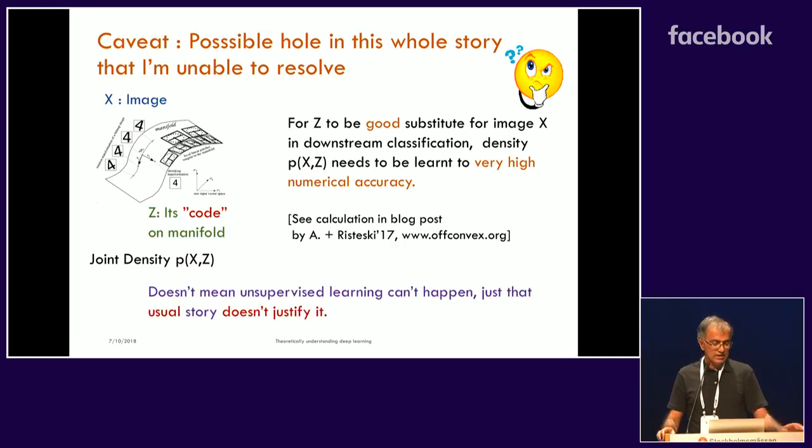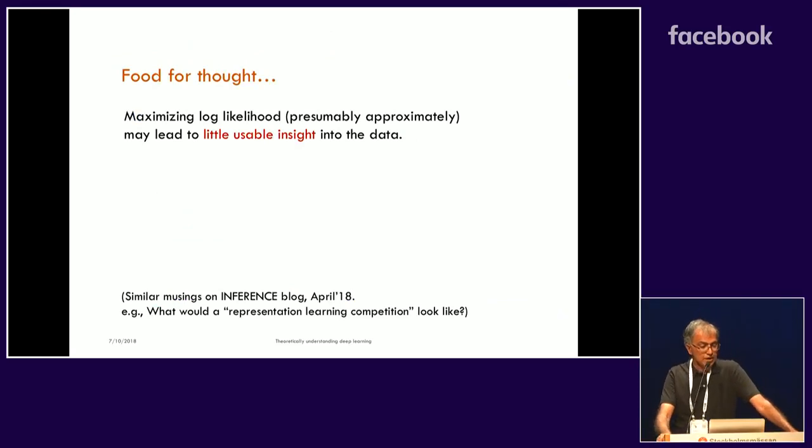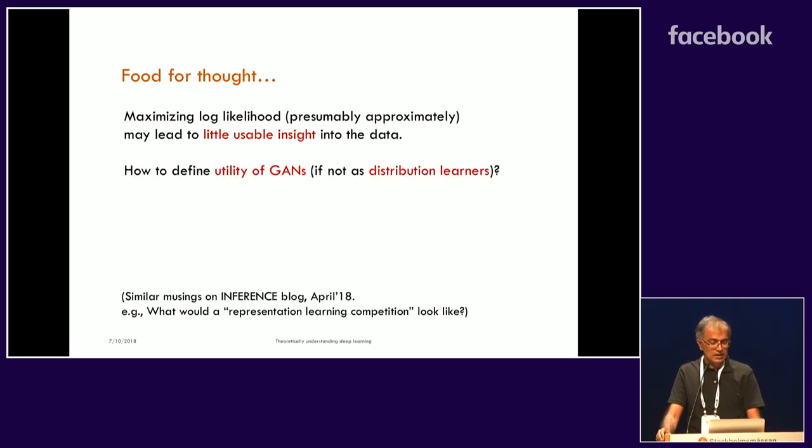And it's quite unlikely that you have distribution learners in high dimensions that can achieve that kind of high numerical accuracy. It doesn't mean that unsupervised learning can't happen, but just that the usual story is a little bit off, and I'd love to have a better story. There's some speculation on this in my blog, offconvex.org. So the food for thought in this section is that maximizing log likelihood may not lead to usable insight into the data, not good enough for downstream classification tasks. And how do you define the utility of unsupervised learning in general, or say of GANs?